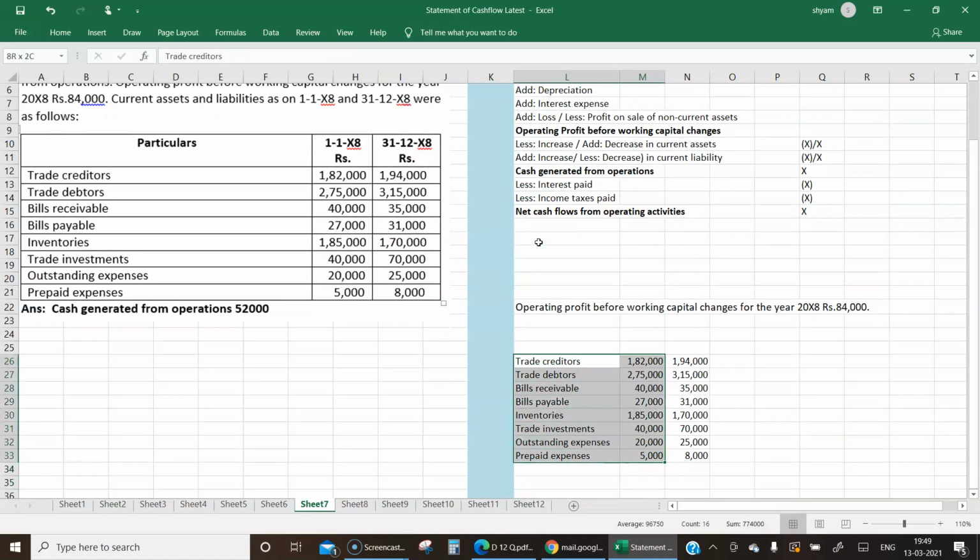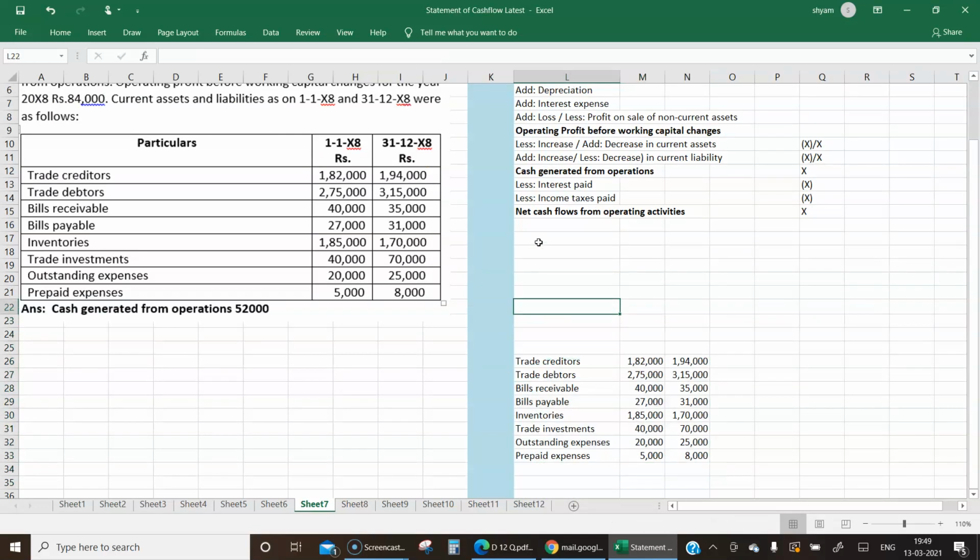I have already typed all these numbers and kept them. I'll put it as a working note, and I will take both these headings and show it here. First we have to see these are the items he has given: current assets and current liabilities, creditors, debtors, receivables, payables, inventories, investments, outstanding expense and prepaid expense.